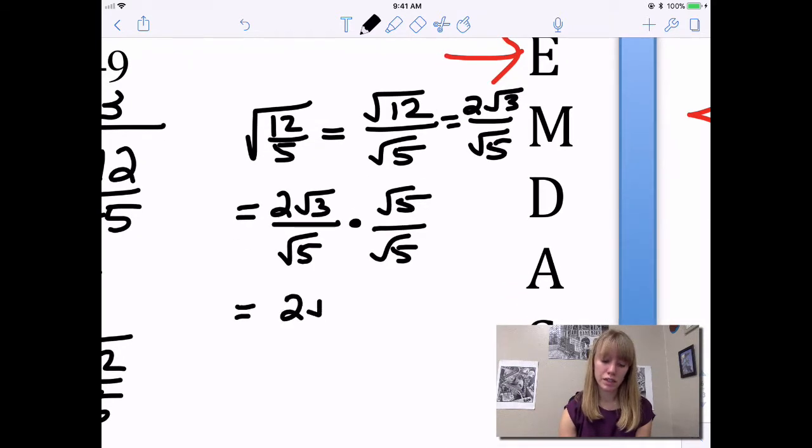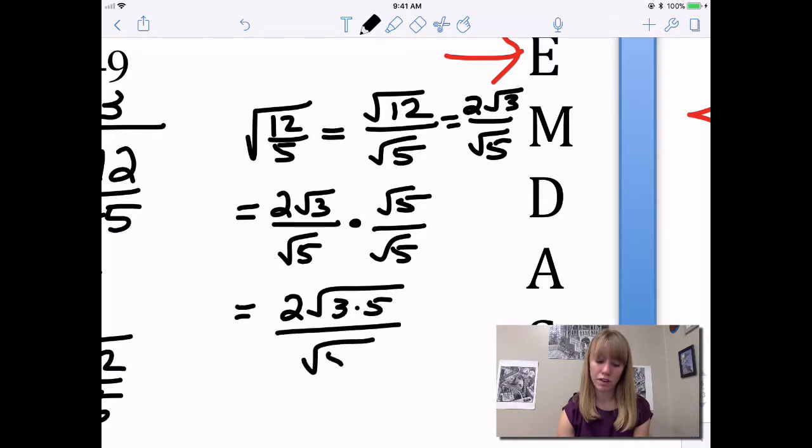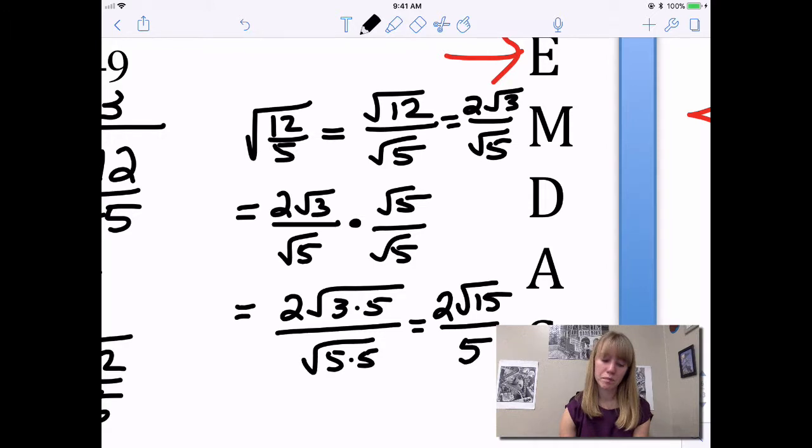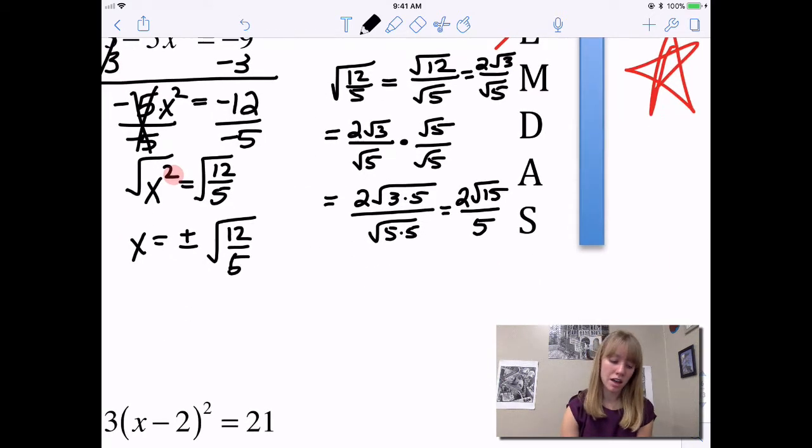So I'll get 2 times square root of 3 times 5 over square root of 5 times 5. And in the end, I'll get 2 square root of 15 over 5. If you need to go back and rewatch that last video, please do that. But this is what I get, plus or minus 2 square root of 15 over 5.